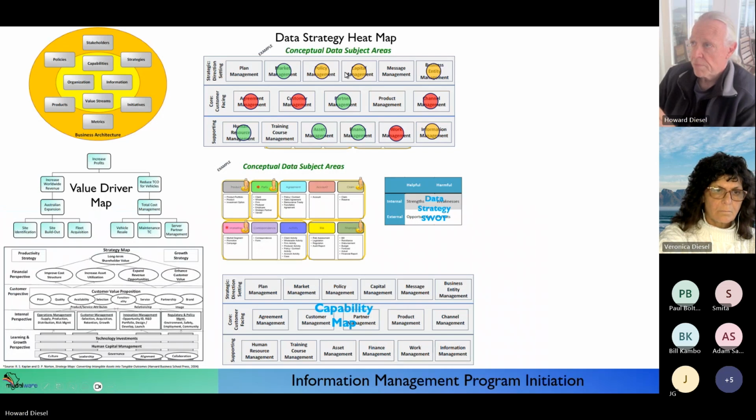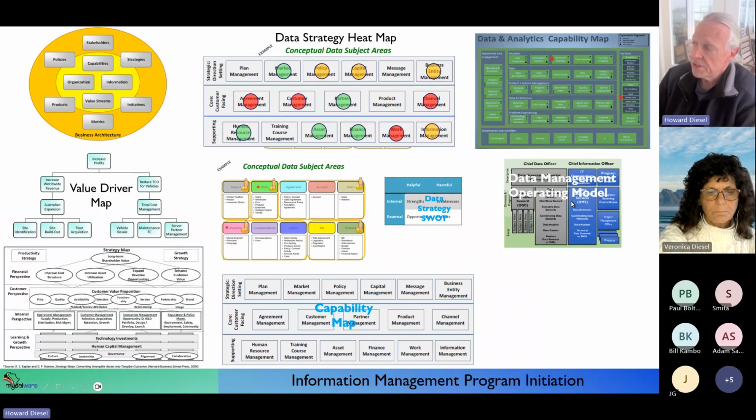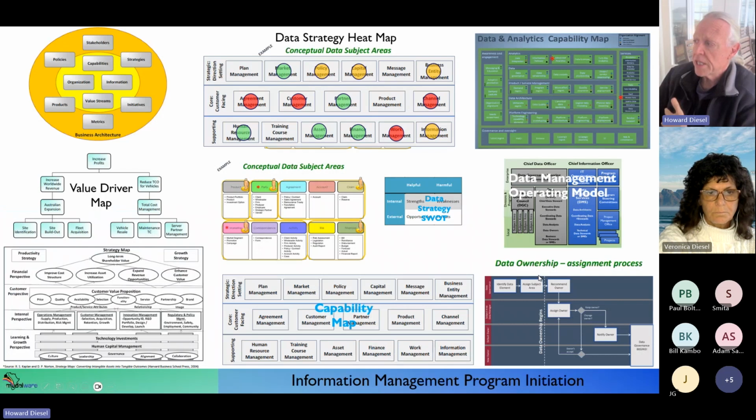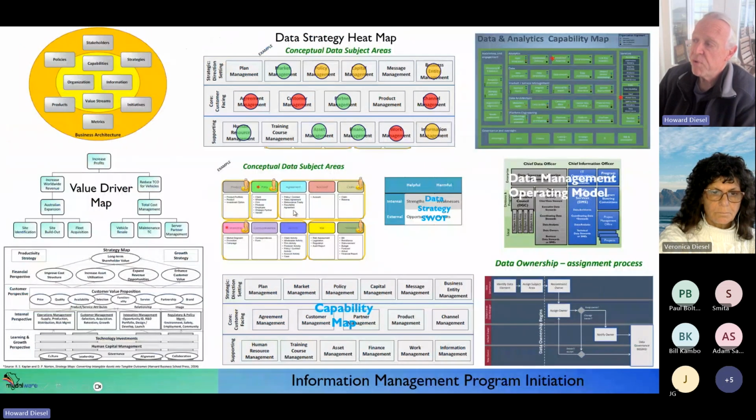Okay. From there, we can see the heat map of data strategy. We got problems here. We're okay there. We're sensitive in these areas. We build a heat map of the data. And then we would build a capability map for data to be able to address the challenges we're seeing here. We then go and define an operating model, and then we allocate ownership. And this is basically where data governance begins. So we need to get this all set up before we start with our data governance program.